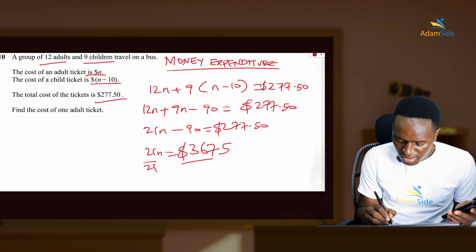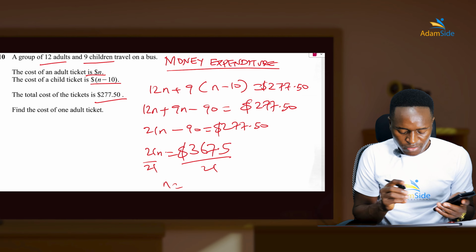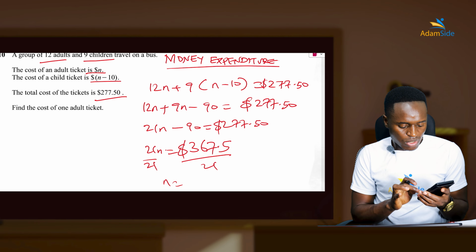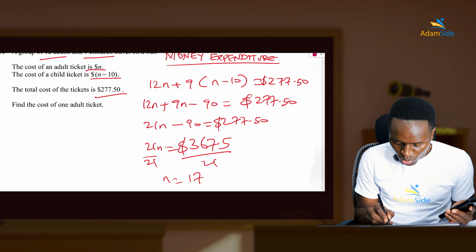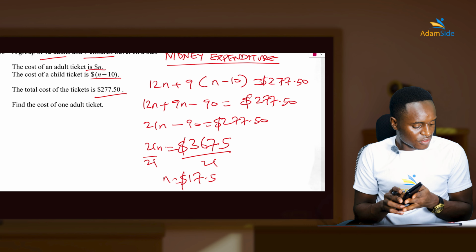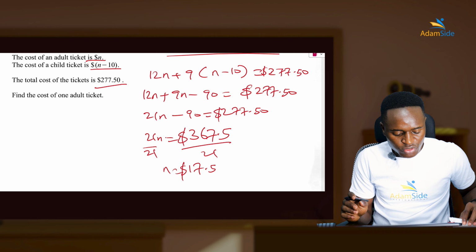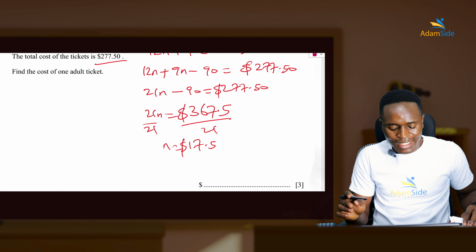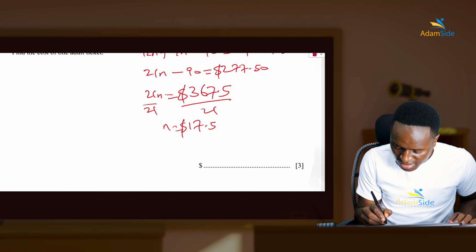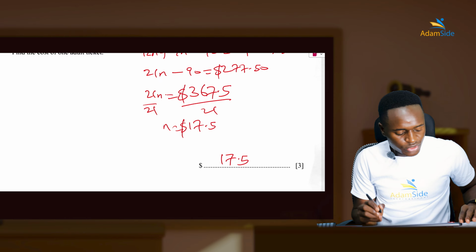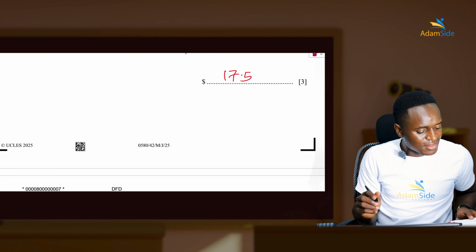Then divide by 21, divide by 21. So N is 367.50 divided by 21. What do you get? You get $17.5. So you have N as $17.5. Find the cost of one adult ticket. The cost of one adult ticket is $17.5. Correct. This is what you do, and you score your marks.